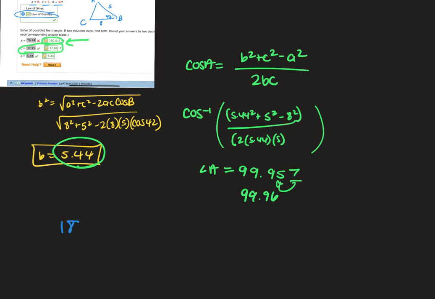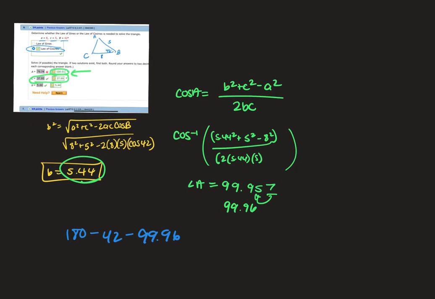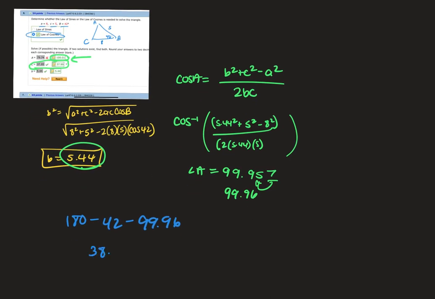And then if I did 180 minus the first angle that's given, which is 42, minus the 99.96, it should have been 38.04 degrees for the last one.